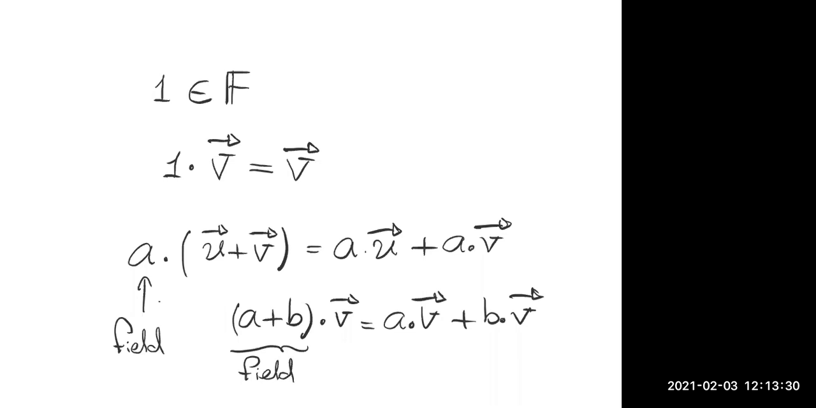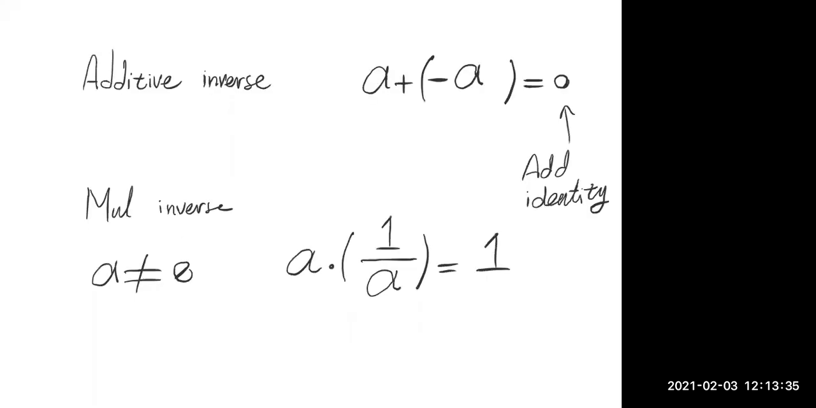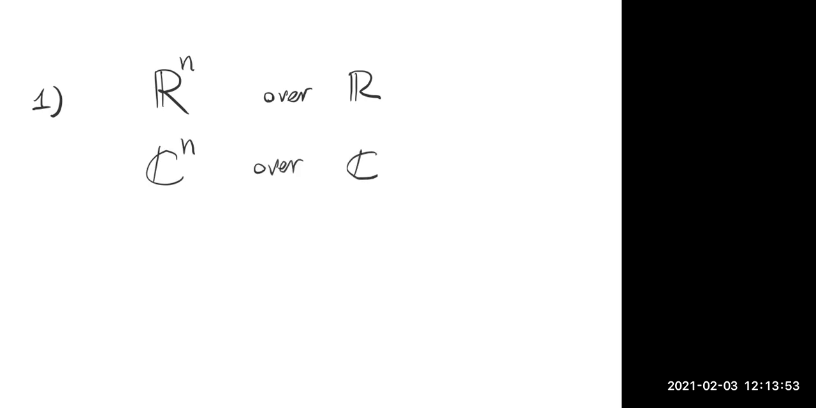Let's look at a few examples. So as I mentioned, the trivial examples are the spaces Rn over R. This is the most basic example of a vector space. And similarly, Cn over C. This is a complex vector space.